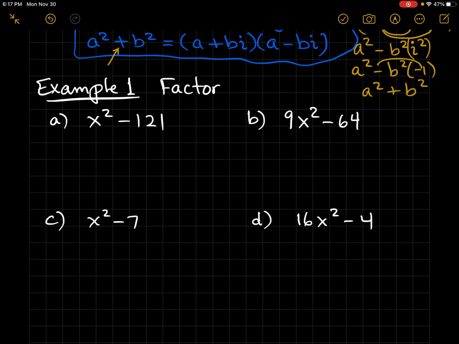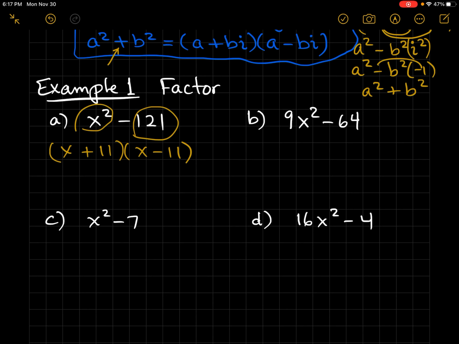Here we have two terms. We check to see if there's a GCF. No, there's not. So you want to take the square root here, which is x, and the square root here, which is 11. And you do one plus and then one minus. And it's just that easy.